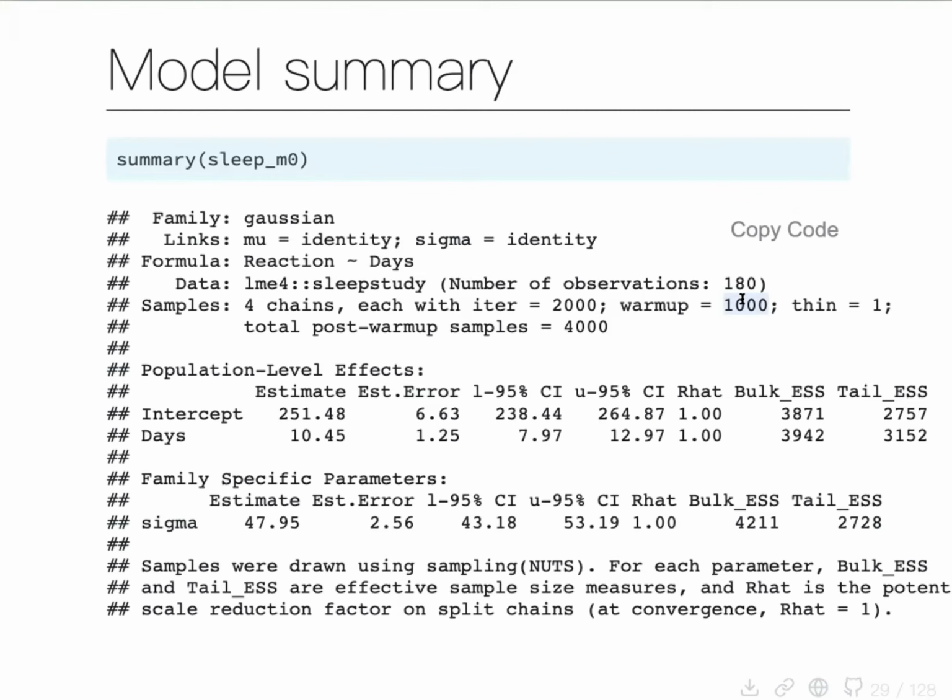So we want to just discard those first, in this case, 1,000, but however many you want to set. Okay. Thin, we're probably not going to worry about thin too much, but the default is 1. That means give me all the samples. If you set thin to 5, it would take only every 5th sample. Or 10, it would take every 10th sample, right?